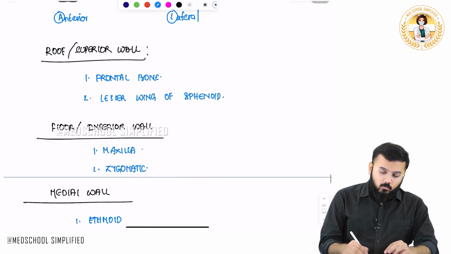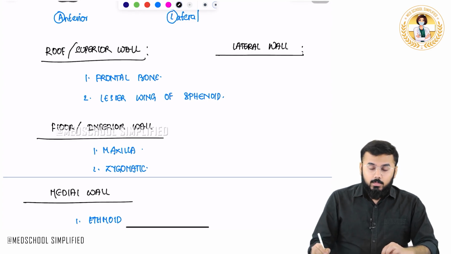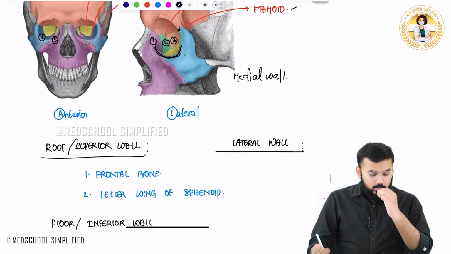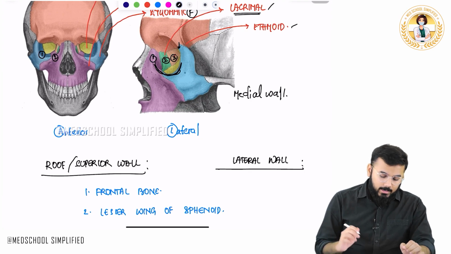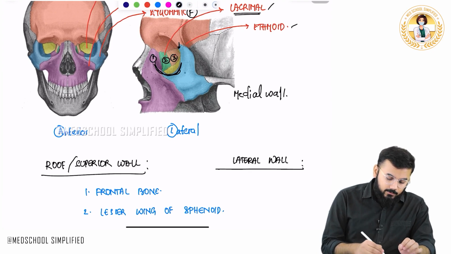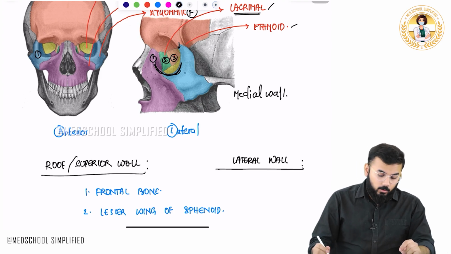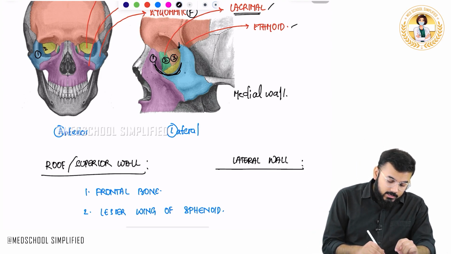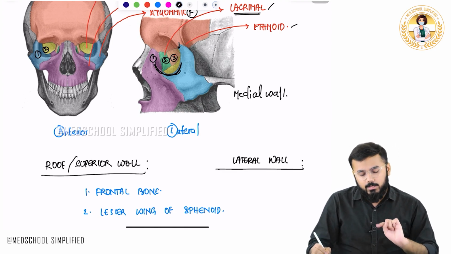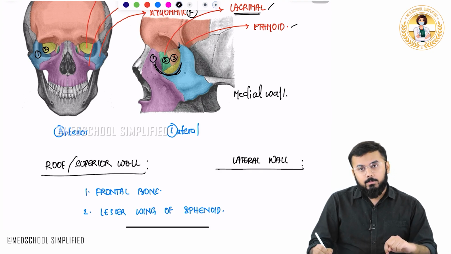Now let us look at what are the structures that are forming the lateral wall. So if you concentrate on the lateral wall, how can you look at it? Lateral wall you can look from the anterior view itself. See, in the anterior view itself, lateral wall is formed by this one bone. What is this bone? This bone is called your zygomatic bone. And not only that, even the second bone, the sphenoid bone, is also forming the lateral wall. And what is this part of the sphenoid bone which is forming the lateral wall? This is the greater wing of sphenoid.